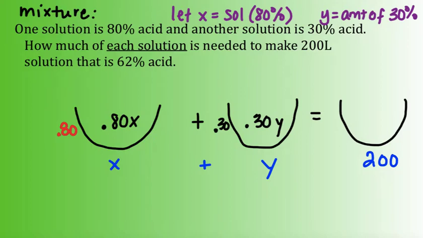But these involve one more step, and this is the extra step, so pay close attention. I want it to be 62%. So I actually have to mix 62 and 200.